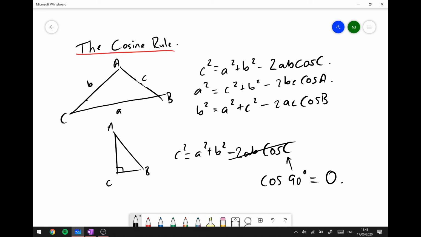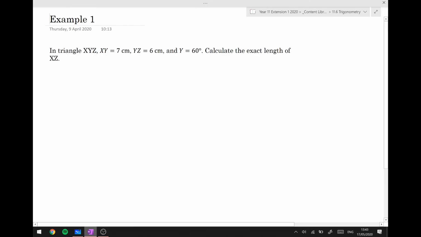This is basically like the full version of Pythagoras' theorem. It's just that for Pythagoras' theorem for right angle triangles, we don't include this bit because the cos of 90 degrees is equal to 0, which would cancel that out completely, because it's all multiplication. So let's have a look at an example and see how this is done.